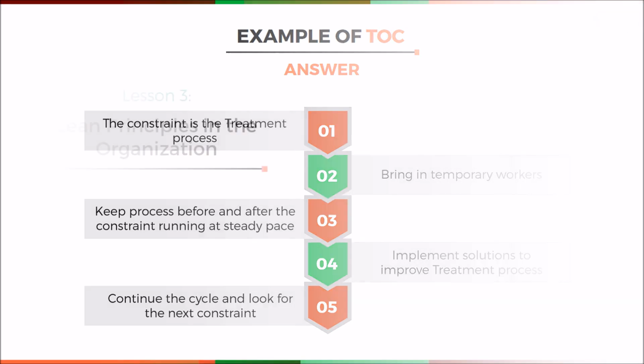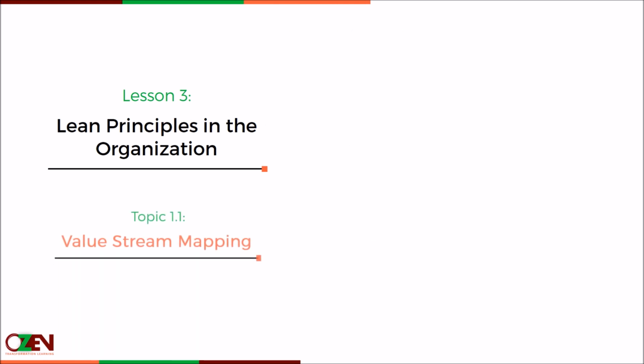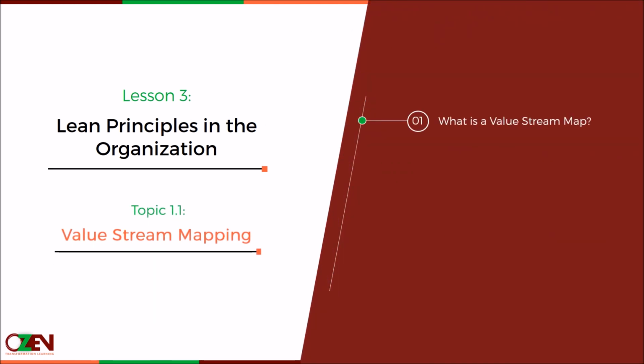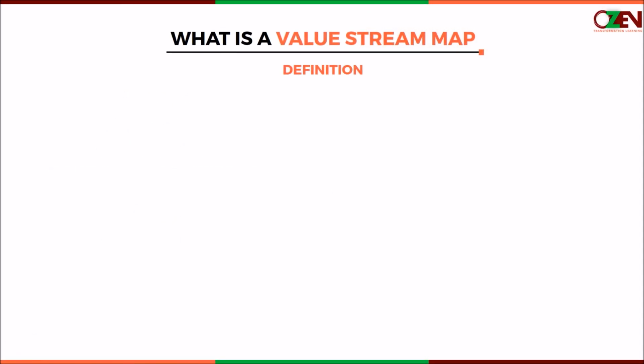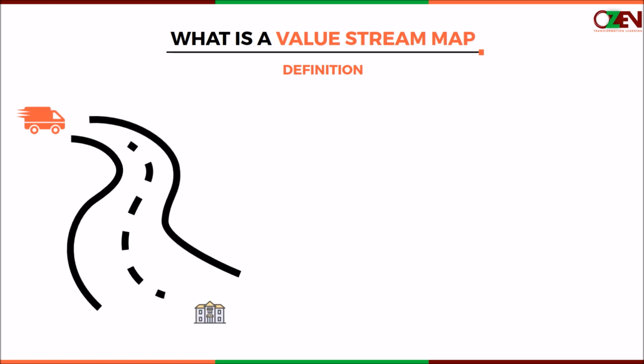Under this topic, value stream mapping, you will learn about what is a value stream map, value stream map elements, and value stream analysis. Value stream map, or VSM, is a type of process map. A VSM is a visualization tool to map the flow and identify all activities involved in the product or service from supplier to customer, or the value chain. It helps to identify and eliminate or reduce the non-value added activities.